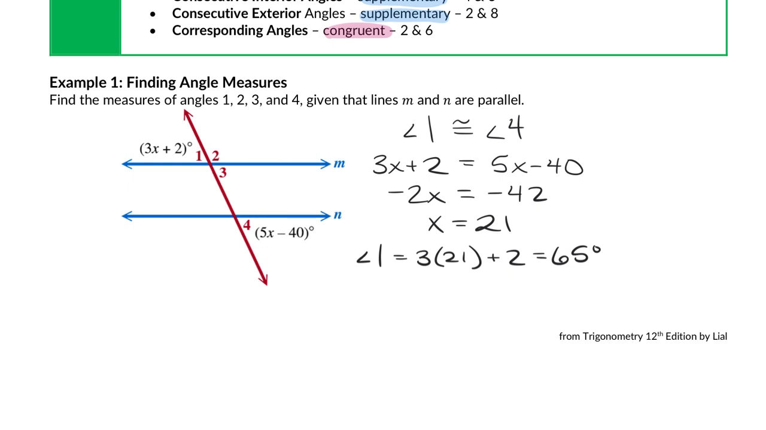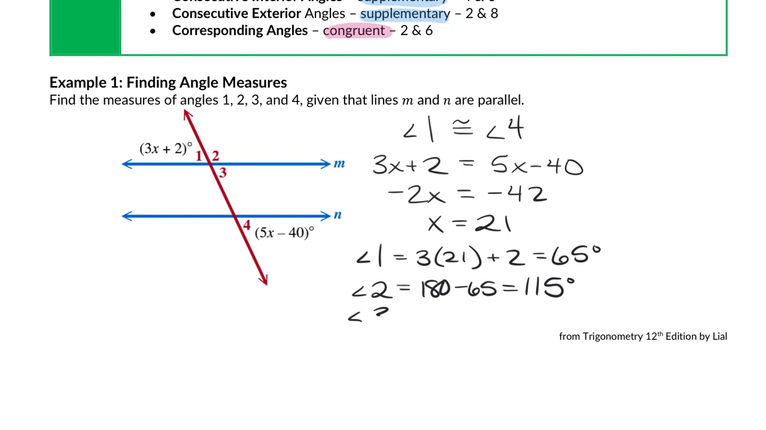If angle 1 is 65 degrees, what's angle 2? How are they related to each other? 180 minus. They are supplementary. Very good, because they make a straight line. So what is 180 minus 65? Yes, 115 degrees. Awesome. Because 1 and 2 are supplementary. They make a straight angle.